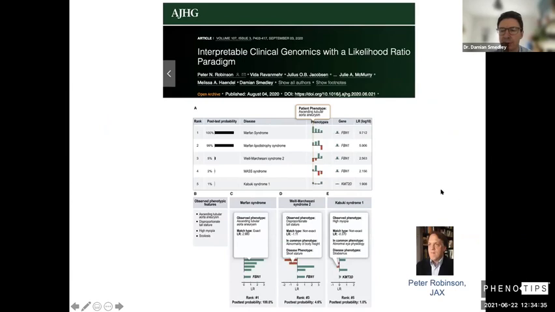So I promised I'd say what Lyrical was. So this is really driven by Peter Robinson again. I'm there as the last author, but I was really just there to test things out on the 100,000 Genomes project and provide feedback.